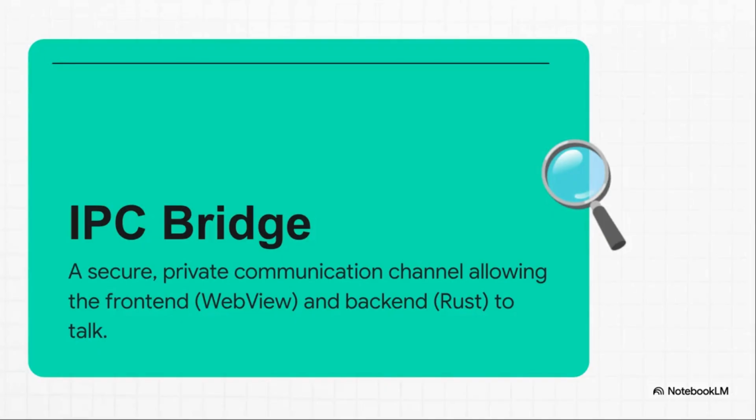So you might be thinking, okay, if they're totally separate, how do they even talk to each other? Well, they use this thing called an IPC bridge. IPC stands for Inter-Process Communication, which is just a fancy way of saying they have a special way to chat. The private phone line analogy is perfect. It's this secure, direct channel. The front end can pick up the phone and call the back end to ask for some data or tell it to do something, and the back end can call right back with the answer.